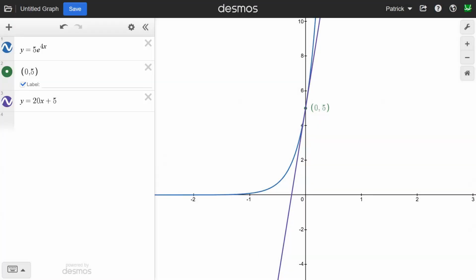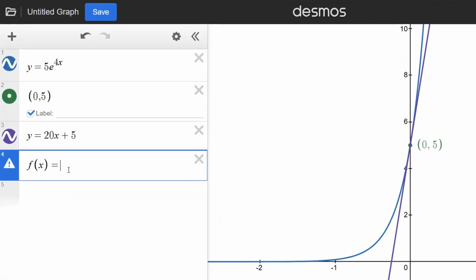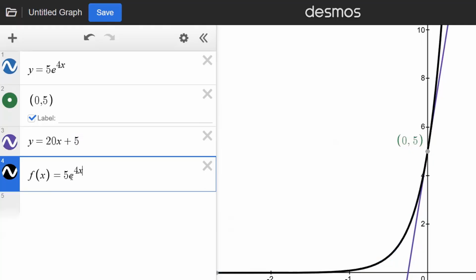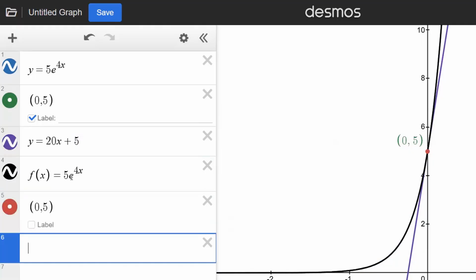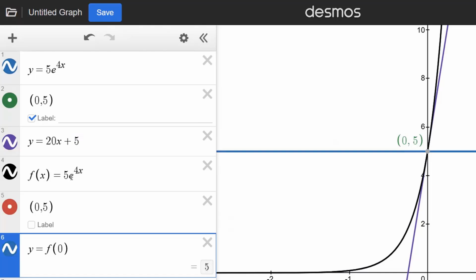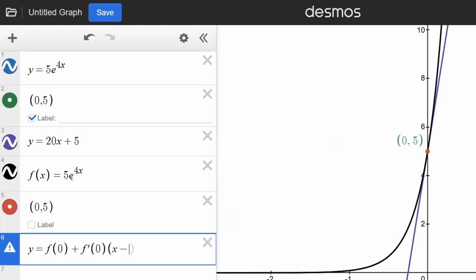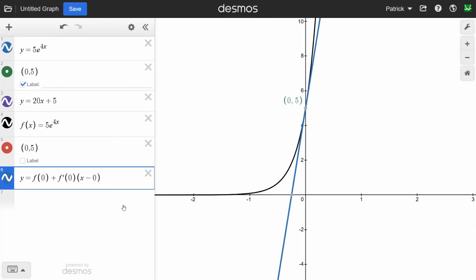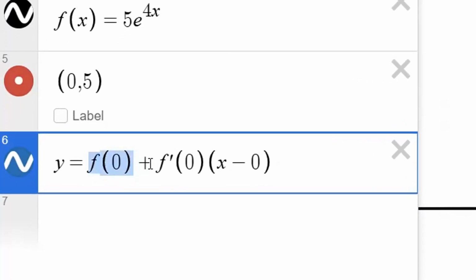All right, so we've graphed our function, the point, and the tangent line. Another thing that you could do, let f of x equal 5e to the 4x. Then the point 0, 5 can still be there. Then you could also write the equation of the tangent line in function notation. So there'd be y equals f of 0, so the function evaluated at the point, plus f prime of 0 times x minus, in this case, 0. And notice that line's right up. But this is just y1 plus the slope times x minus x1. So you can do this with different functions.